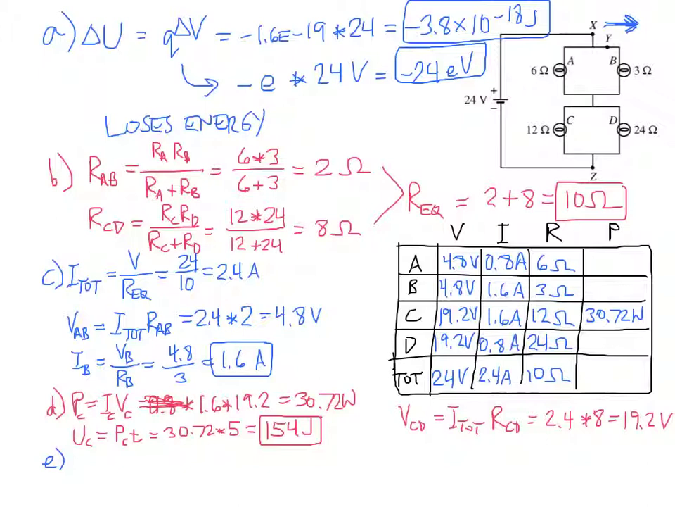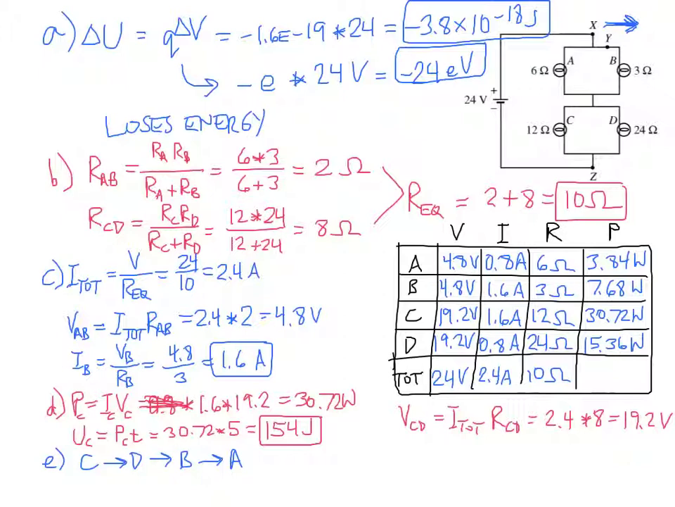I'll go ahead and put the calculations in the table. The power through D is 15.36 watts. So C is the highest, and then it was bulb D. Then after that, it's going to be bulb B, which has 7.68 watts of power, and finally bulb A, which has 3.84 watts of power.